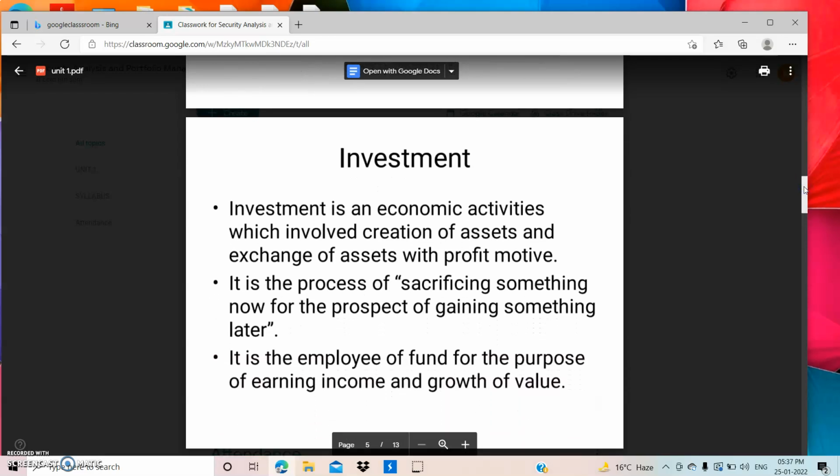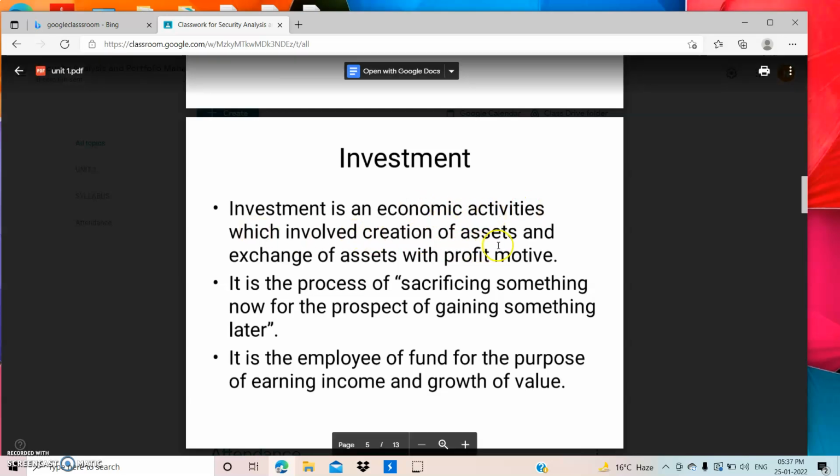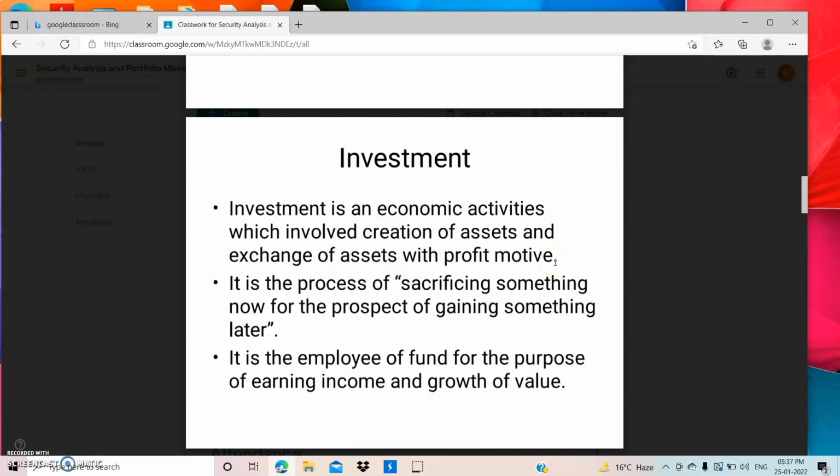Next, talking about investment. Investment can be defined as an economic activity where buying and selling take place. It is an economic activity which involves the creation of assets and exchange of assets with a profit motive. So investment is all about creating assets or exchanging assets with the motive of making profit.